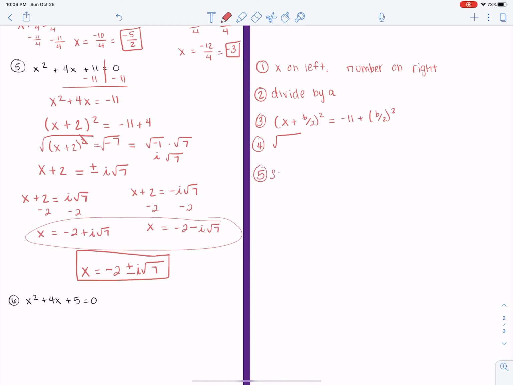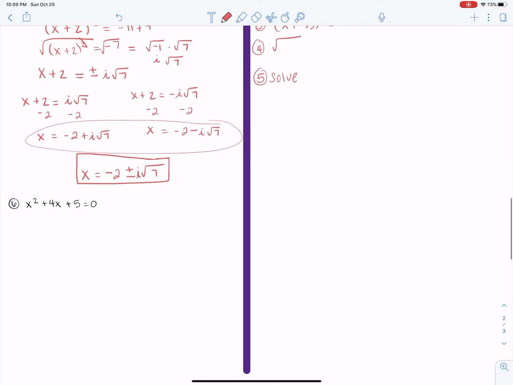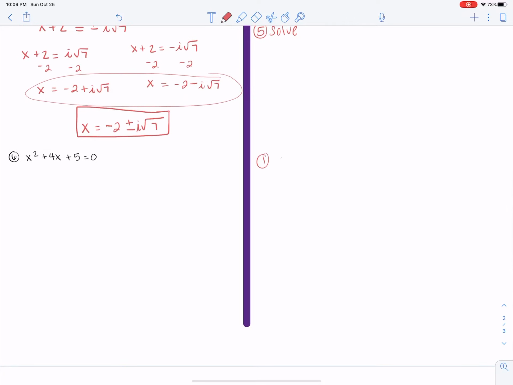Step 5 was solve. Okay, last example. Step 1. We want x on left, numbers on right. Okay, so I'm going to minus the 5. So I have x squared plus 4x on the left. 0 minus 5 is -5. Okay, then we have step 2, divide by a. But our a is 1, so we don't have to do it.